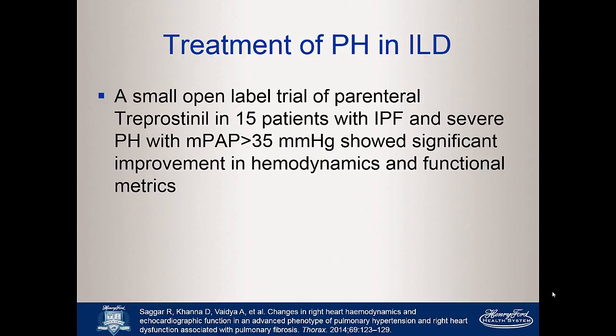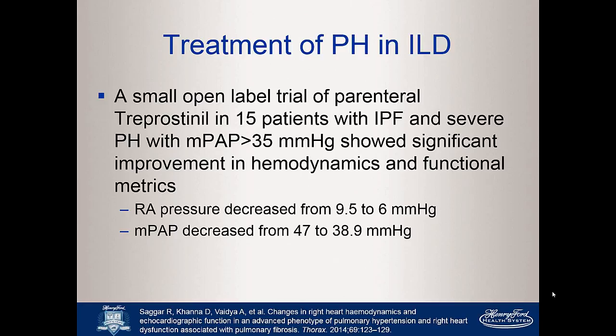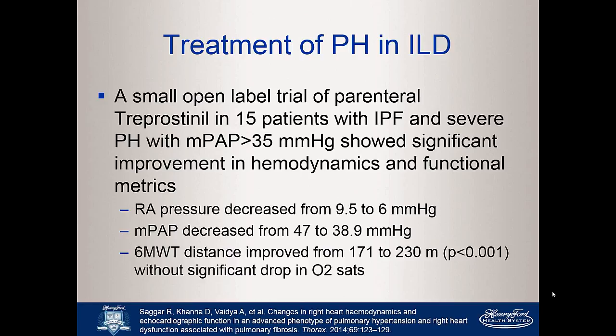And then looking at prostacyclins, a small open-label trial of IV treprostinil was done in 15 patients with IPF and severe PH. Again, mean PA pressure is greater than 35. It did show significant improvement in hemodynamics and their functional metrics. RA pressure decreased from 9.5 to 6. Mean PA pressure decreased 47 down to 39. And the 6-minute walk distance did improve quite significantly, 171 to 230, without a significant drop in O2 sats.